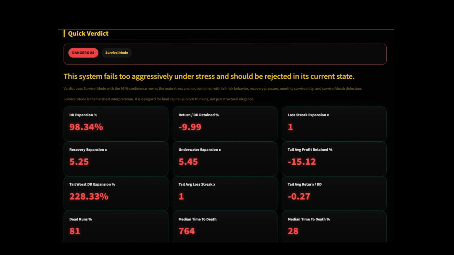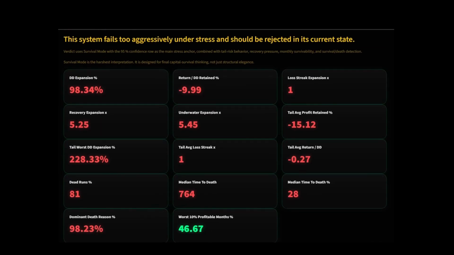Below the verdict, we move into the stress and expansion metrics. This is where the tool shows how much the structure changed under pressure. DD expansion shows how much drawdown expanded. Return over drawdown retained shows how much efficiency remained after stress. Recovery expansion shows how much harder it became to recover. Underwater expansion shows how much longer the portfolio stayed below its previous high. Tail AVG profit retained shows how much profit remained in the weaker simulations. Tail worst DD expansion shows how bad drawdown became in the worst areas of the test.